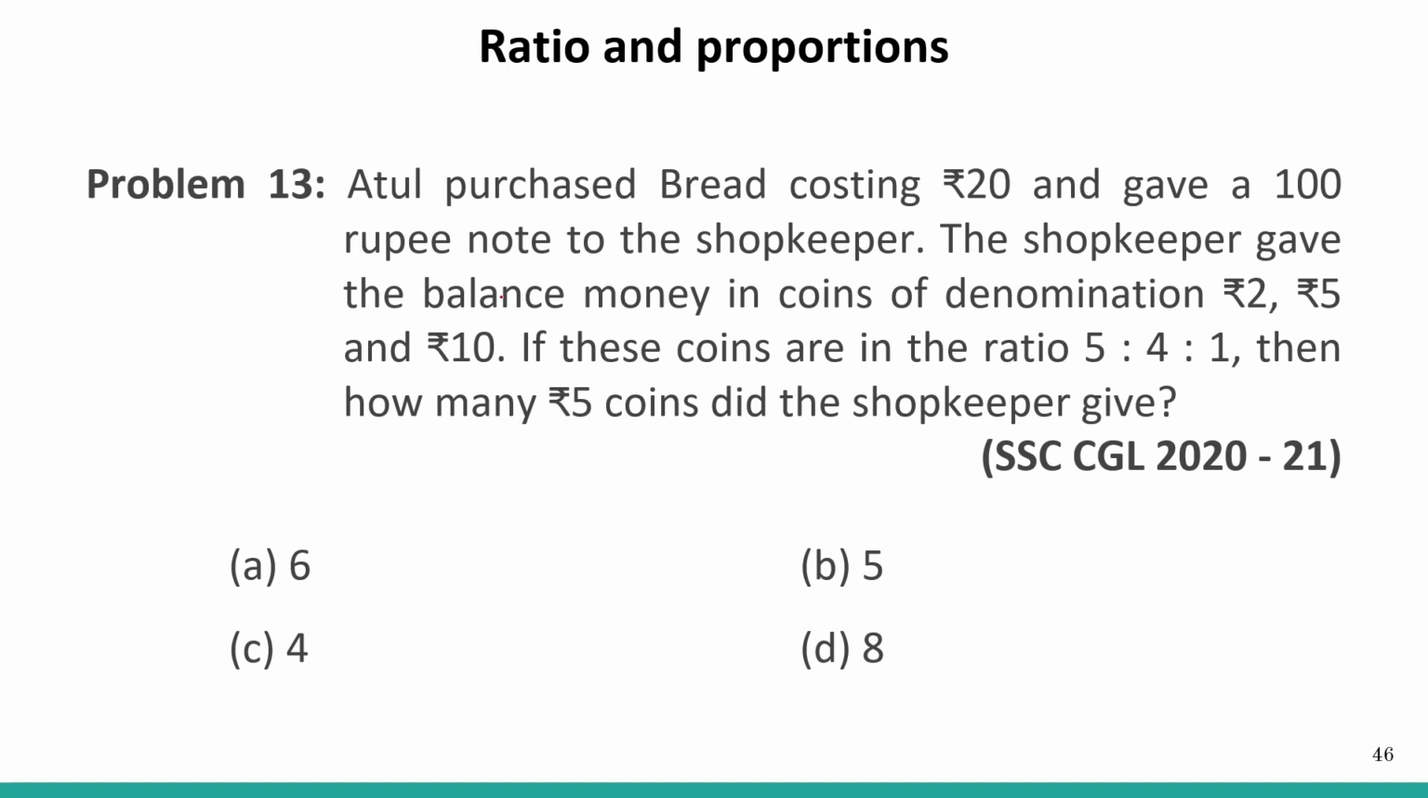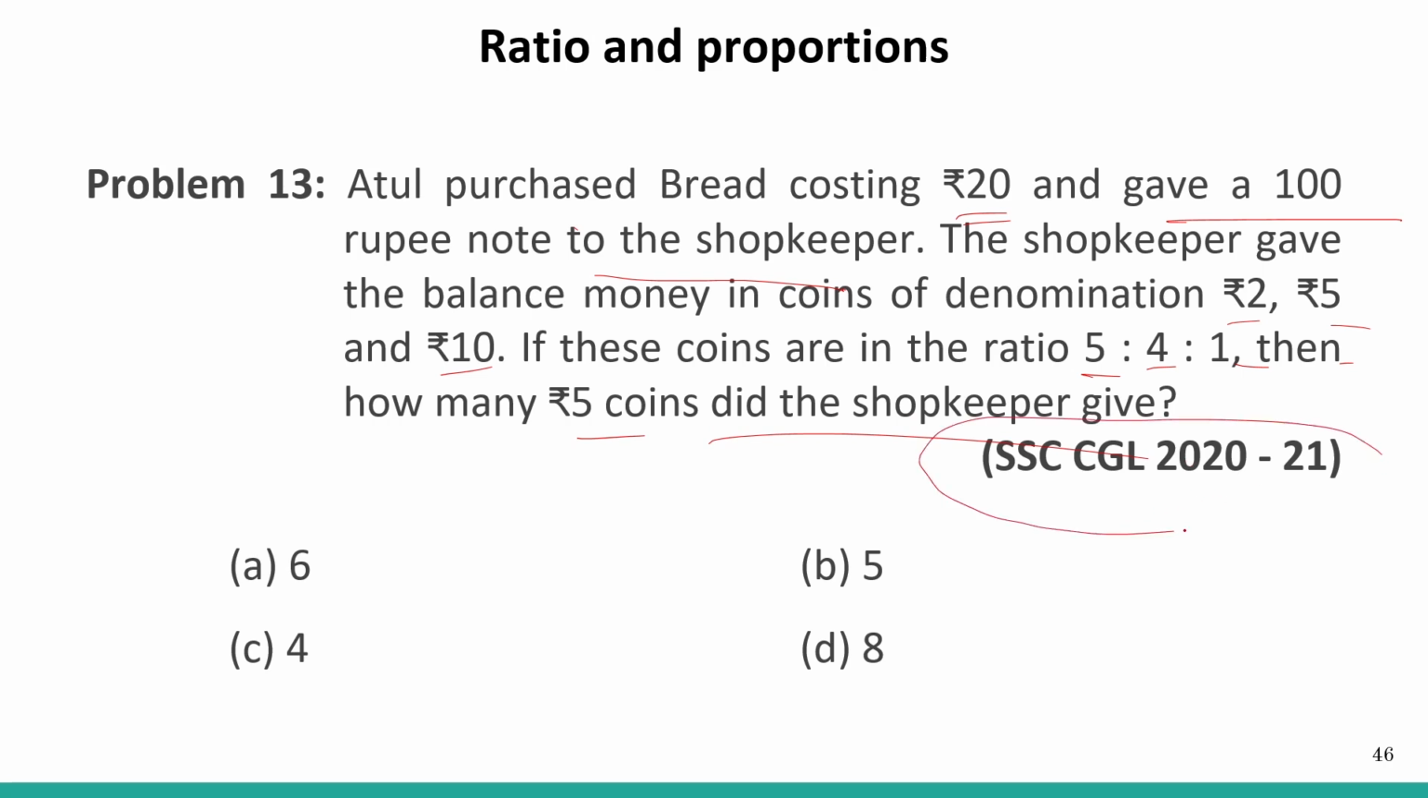So let's see problem number 13. So Atul purchased a bread, okay, costing him 20 rupees and gave a 100 rupee note to the shopkeeper. Okay, but the selling price was 20. So the shopkeeper gave him the balance money in coins of denomination 2, 5 and 10. Okay, the only note and coins that he gave were 2, 5 and 10. So if these coins are in the ratio 5:4:1, then how many 5 rupee coins did the shopkeeper give?